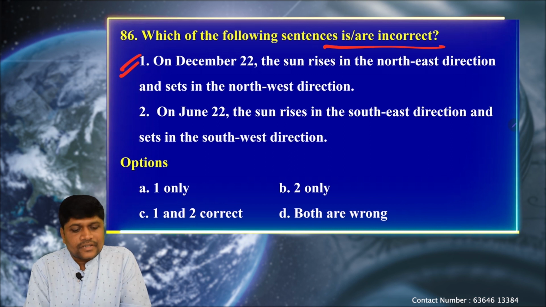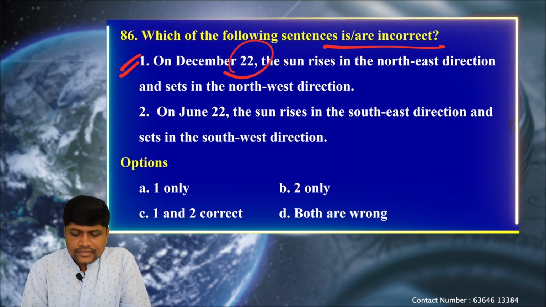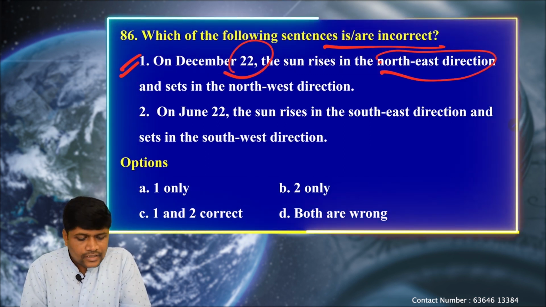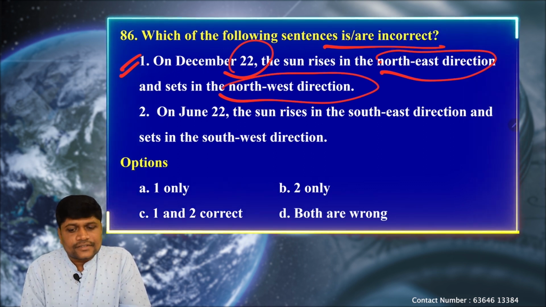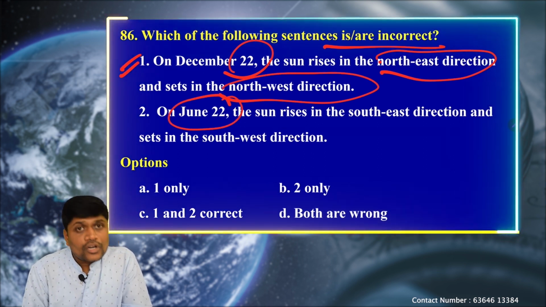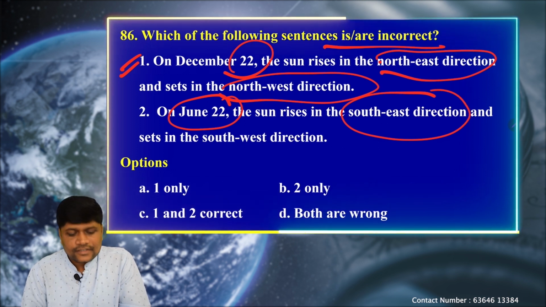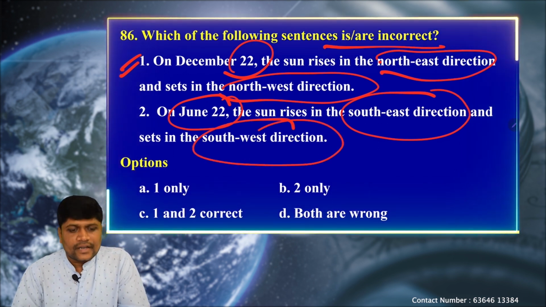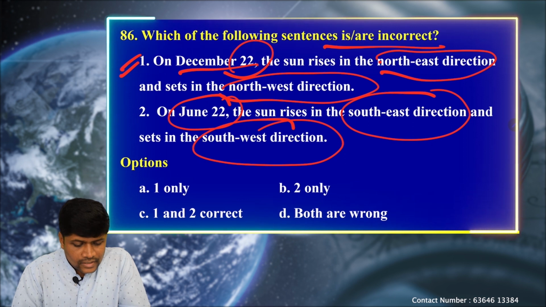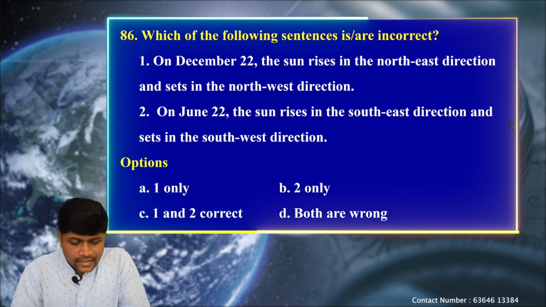Okay. Next question, which of the following sentences are incorrect? First statement says, on December 22nd, the sun rises in the northeast direction and sets in the northwest direction. On June 21st, the sun rises in the southeast direction and sets in the southwest direction. So we are talking about December 22nd and June 22nd.